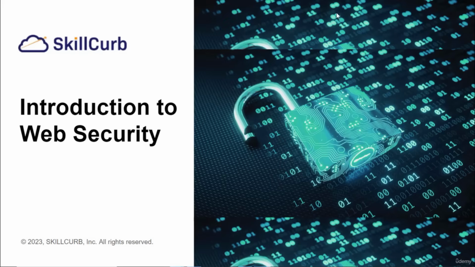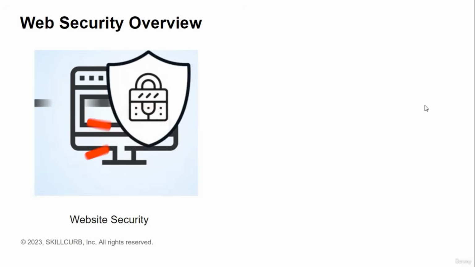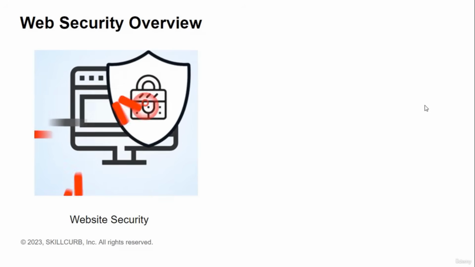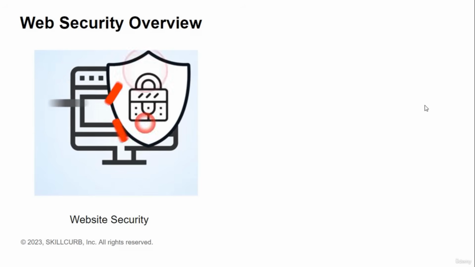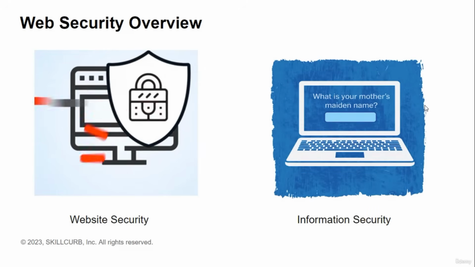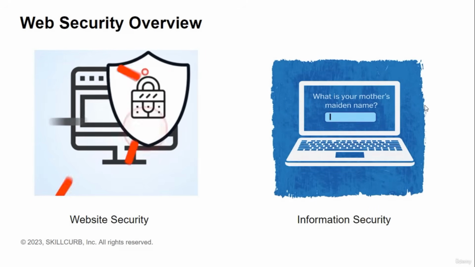Hello everyone, welcome to this lecture on Introduction to Web Security. Now, web security refers to the practice of protecting websites, web applications, and web servers from unauthorized access, data breaches, and malicious attacks. It involves implementing measures to ensure the confidentiality, integrity, and availability of web resources. These are crucial to protect sensitive information such as user data, financial transactions, and confidential business data. Breaches in web security can lead to identity theft, financial loss, reputational damage, or legal consequences.